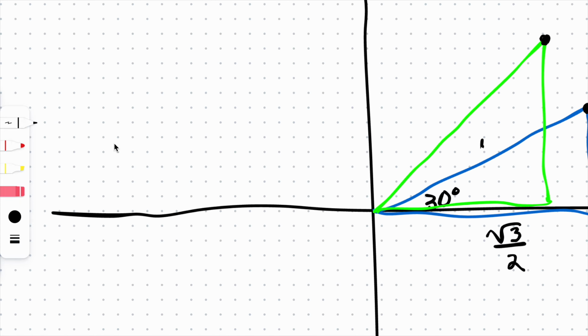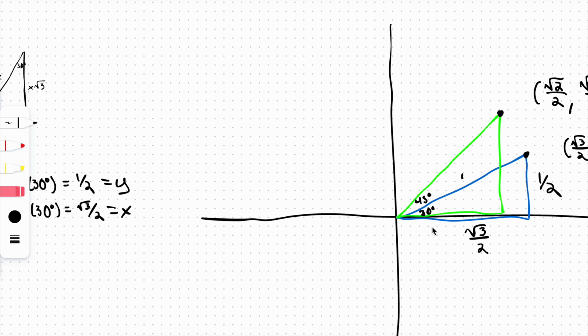And some of this, all right, this is my first time doing this, so it isn't perfect. I'm going to erase that. I'm going to say this little thing is equal to 30 degrees. This little thing is equal to 45 degrees, right? That was our green triangle.